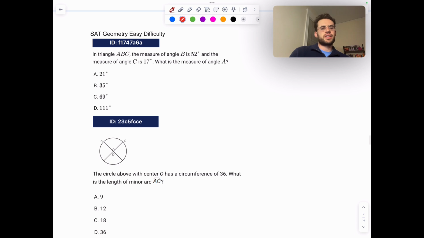In triangle ABC, the measure of angle B is 52 degrees, and the measure of angle C is 17 degrees. What's the measure of angle A? So without even drawing them out, you could know that all the angles add up to 180, so 17 plus 52 plus A would make 180.